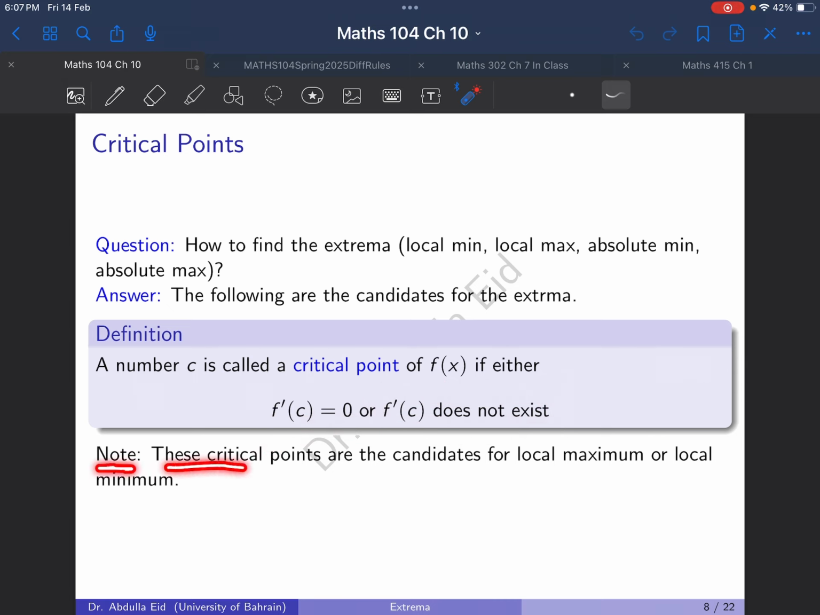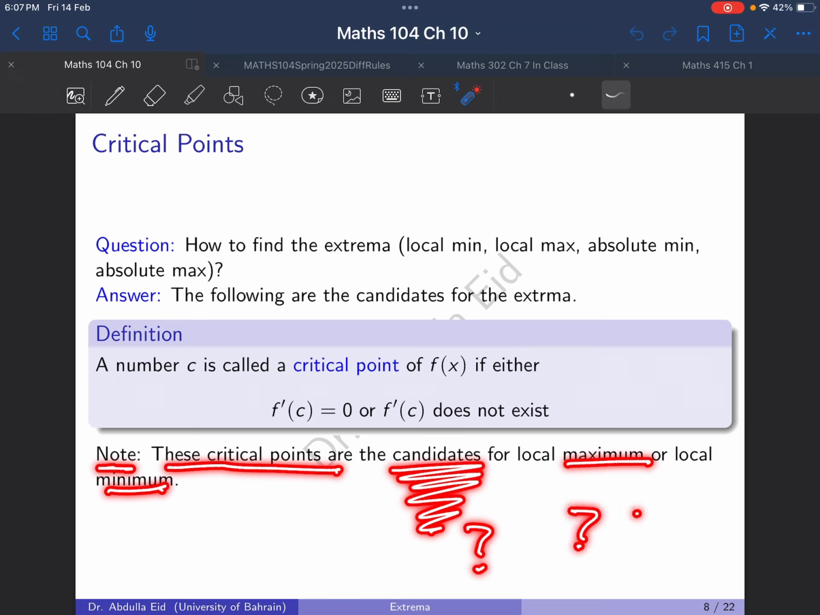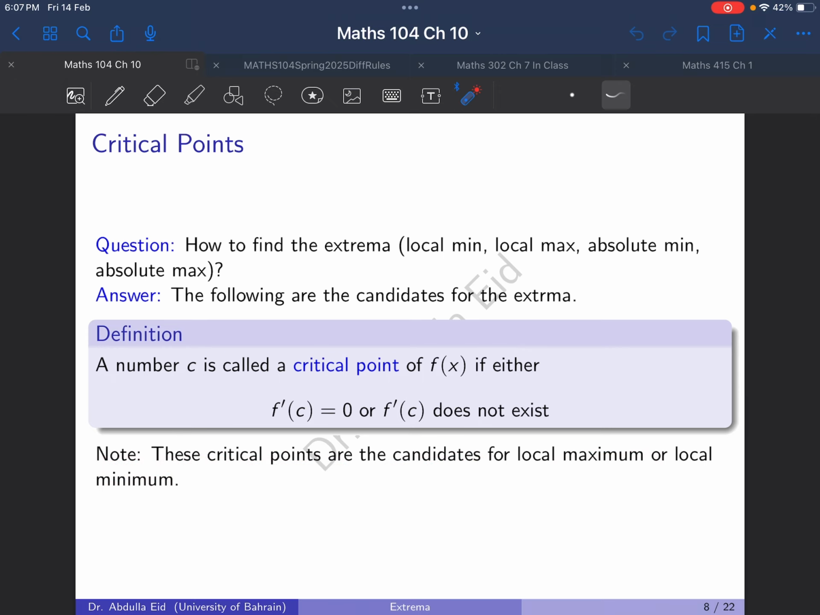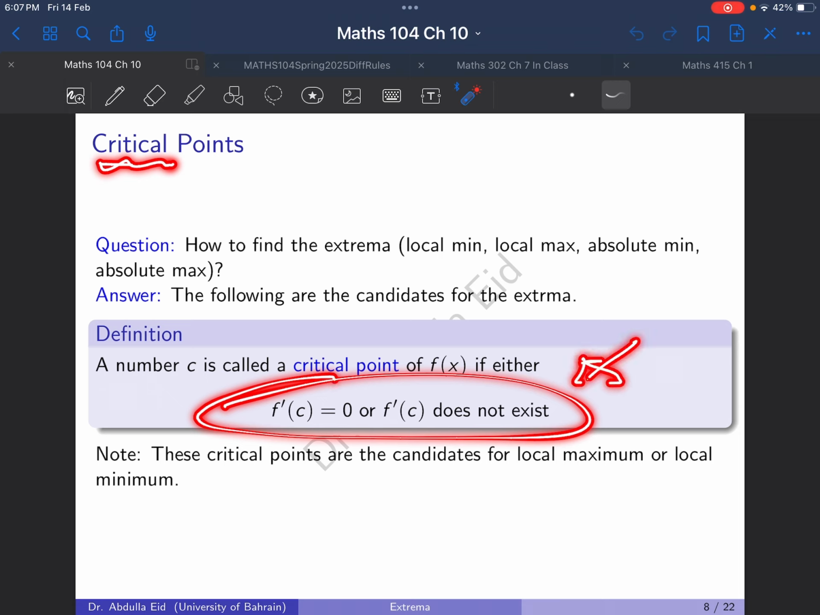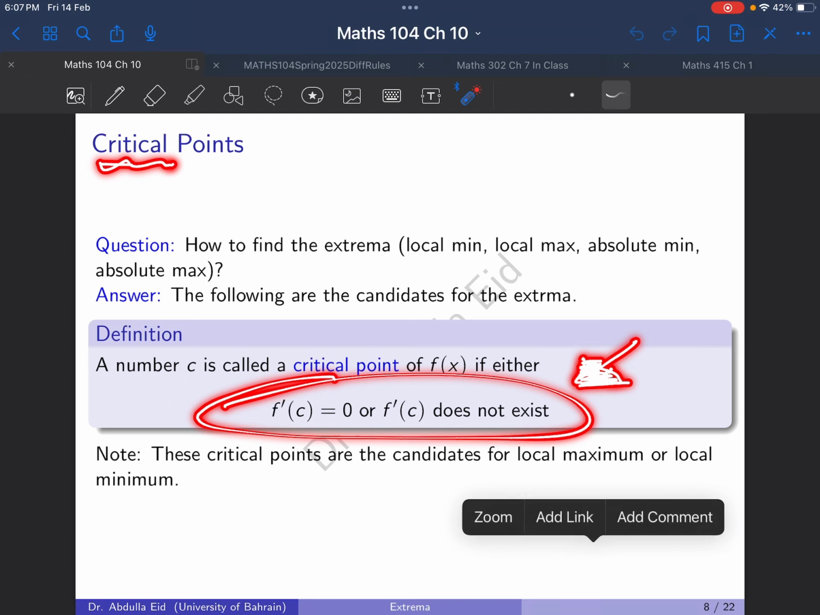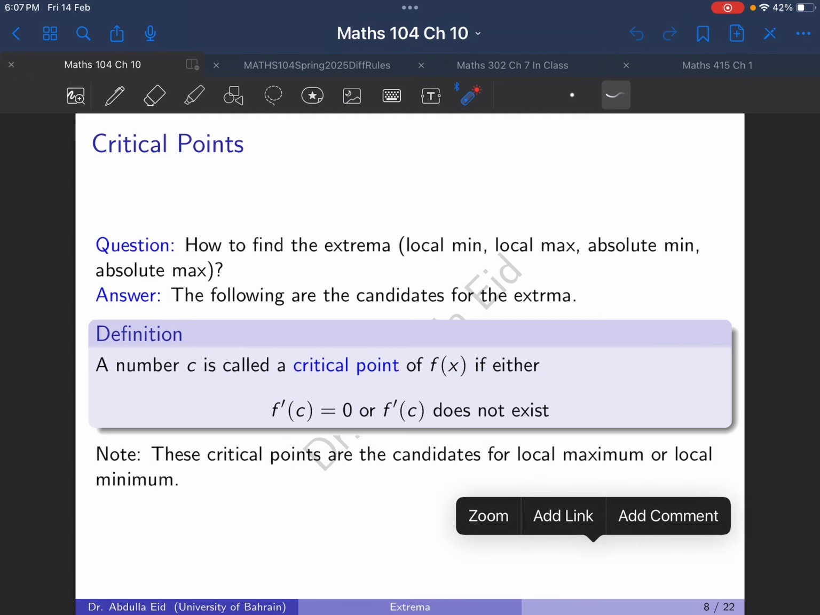Important note: these critical points are just candidates for local maximum and local minimum. We don't know if they are maximum, we don't know if they are minimum, we don't know if they are neither of them. So let's first focus on critical numbers and this rule. Let's see many examples of how we find the critical numbers and critical points, and then we will see how we can classify which one is maximum and which is minimum.